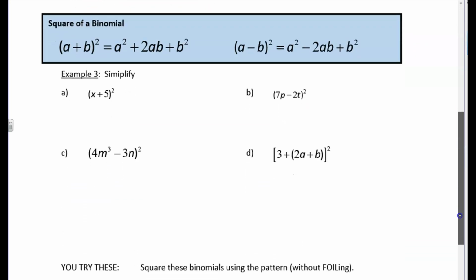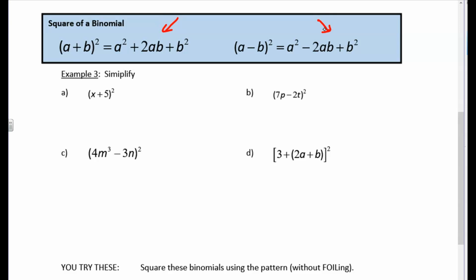Okay, coming on down here, we have the square of the binomial. Remember, guys, whenever you're squaring a binomial, what you're really doing is multiplying something by itself. Now, in Algebra 1, we encourage you always to write them side by side, FOIL and combine like terms. However, if you get good at this, you'll recognize that there are actually patterns to squaring a binomial.